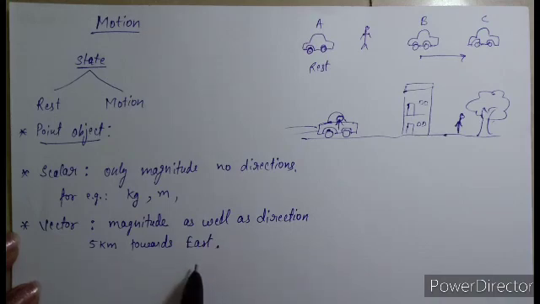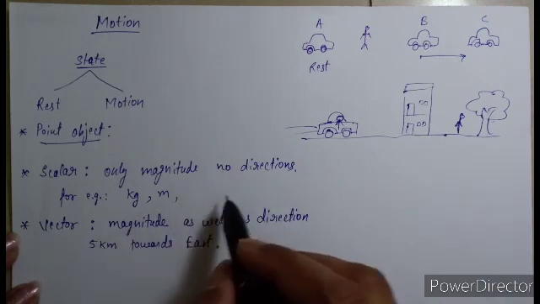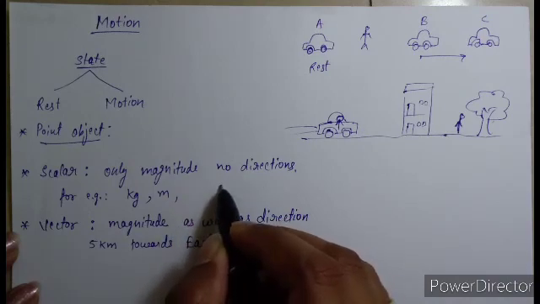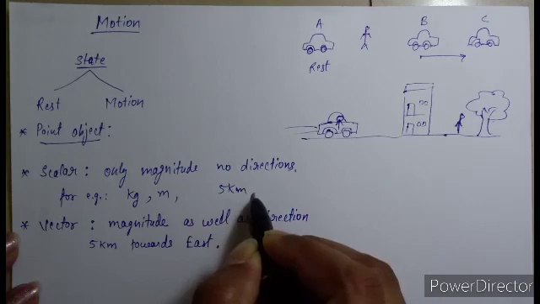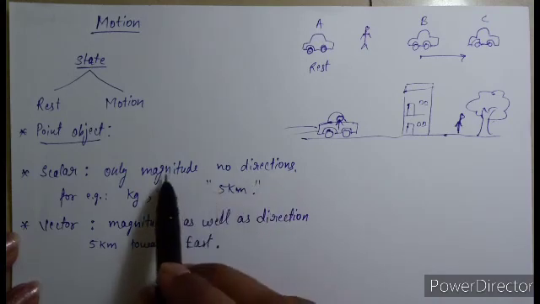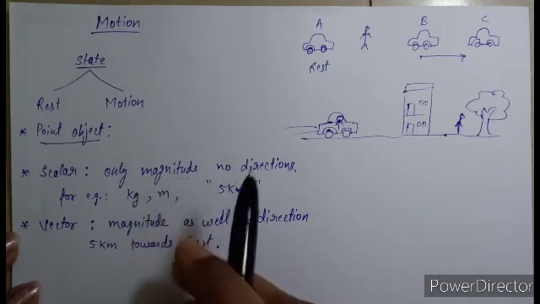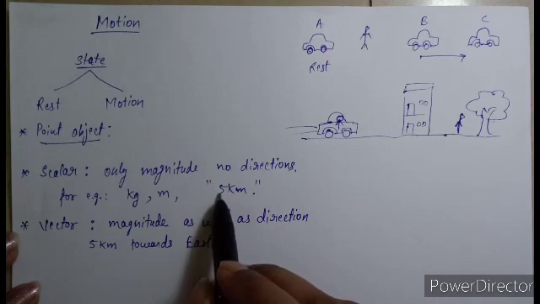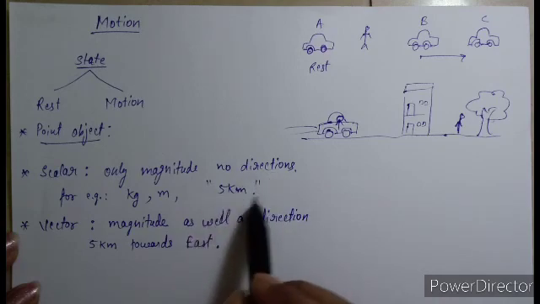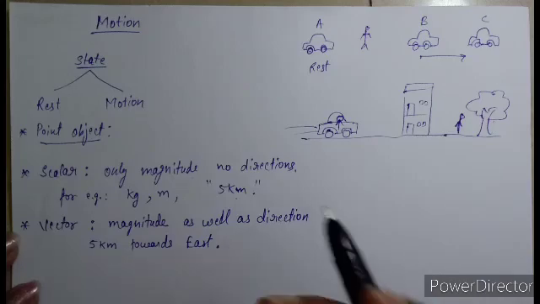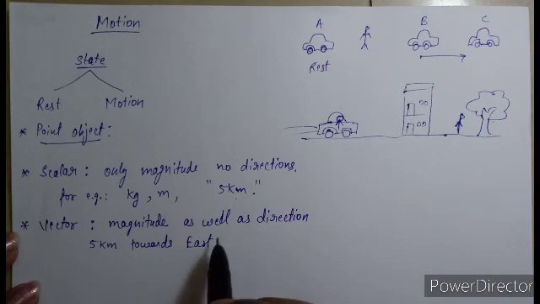So 5 kilometers towards east, or I can say if it is a scalar quantity, we can say just 5 kilometers. Then this 5 kilometers is just giving the sense of magnitude. Magnitude is the quantity, so it is how many kilometers, we can say 5 kilometers, but in which direction we don't know. But if it is a vector quantity, we will state it as 5 kilometers towards east, towards forward, backwards, anywhere we can take it.